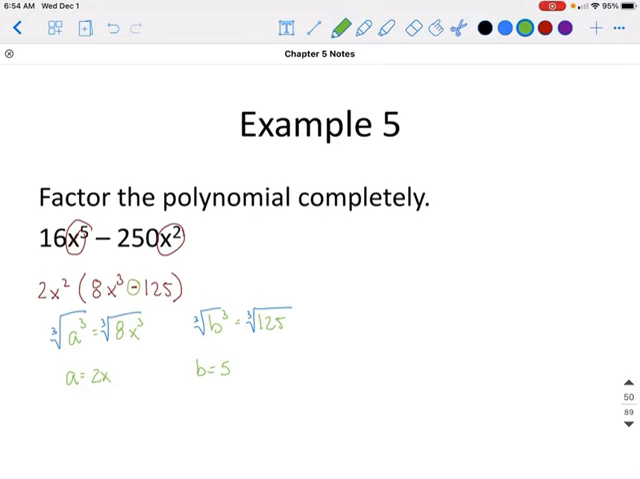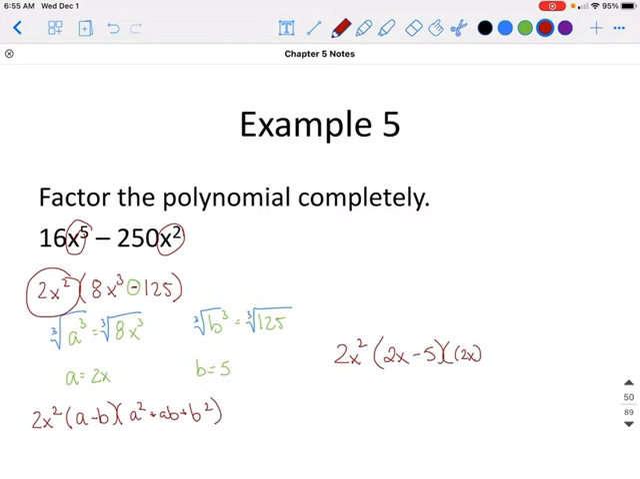Now, because this is a difference problem, it's going to be a minus b times a squared plus ab plus b squared. But don't forget, we still have this 2x squared out front, so we cannot lose that part. So if we plug in our a and our b, a minus b times a squared plus a times b plus b squared.